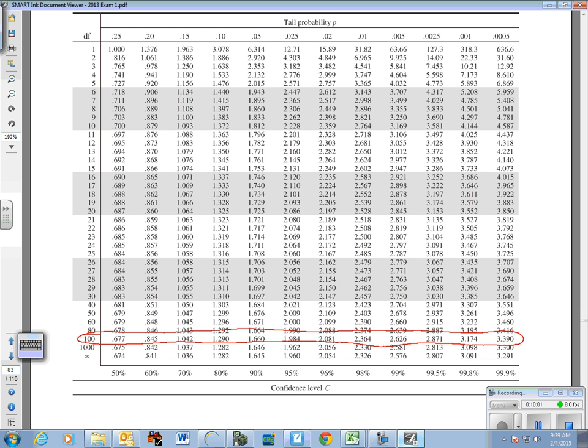I'm not going to find it exactly. What I'm going to find is a range where it's between. 3.13 is between 2.87 and 3.17. It's closer up to the 3.17 end, but all that matters is where it's between. That means, if I follow those two up, my p-value is somewhere between 0.0025 and 0.001. You're not going to get, if you're doing this by hand, an exact p-value. You're going to get a range.